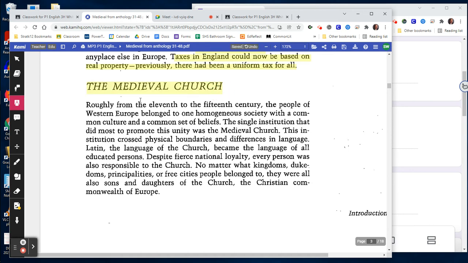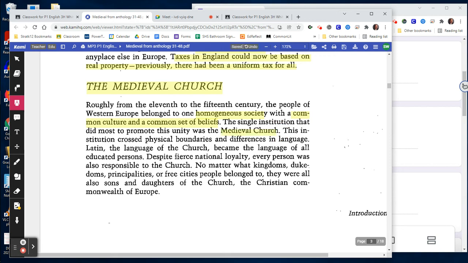It sounds like evil, but it's not really. Medieval church. Roughly from the 11th to the 15th century, the people of Western Europe belonged to one homogeneous society with a common culture and a common set of beliefs. The single institution that did the most to promote this unity was the medieval church.